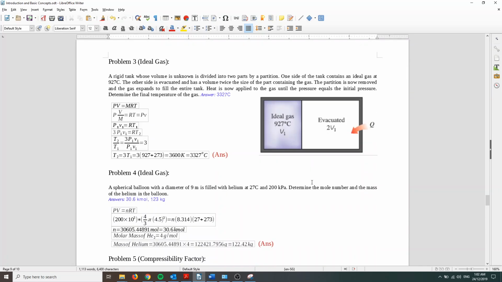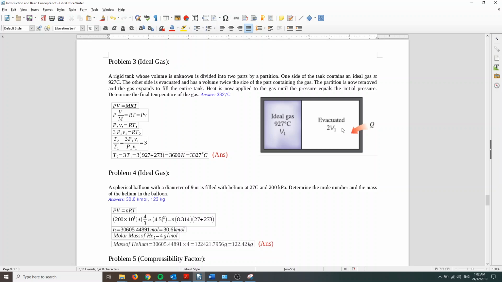For question 3, a rigid tank whose volume is unknown, but we know the ratio, is divided by one partition into two parts. One side of the tank contains ideal gas, the other side is evacuated. Basically, there's nothing at all.